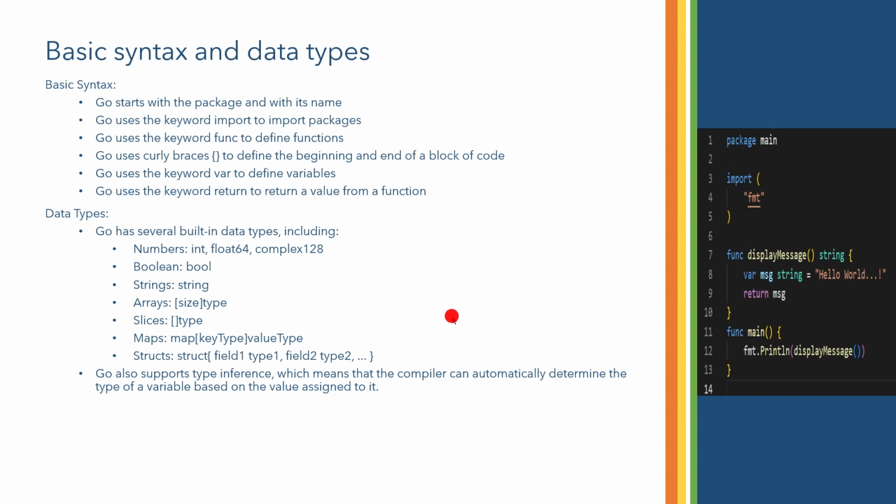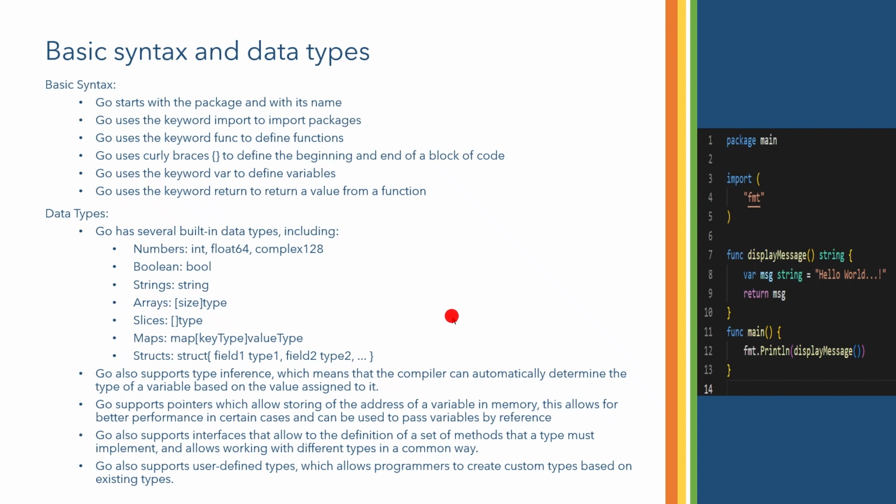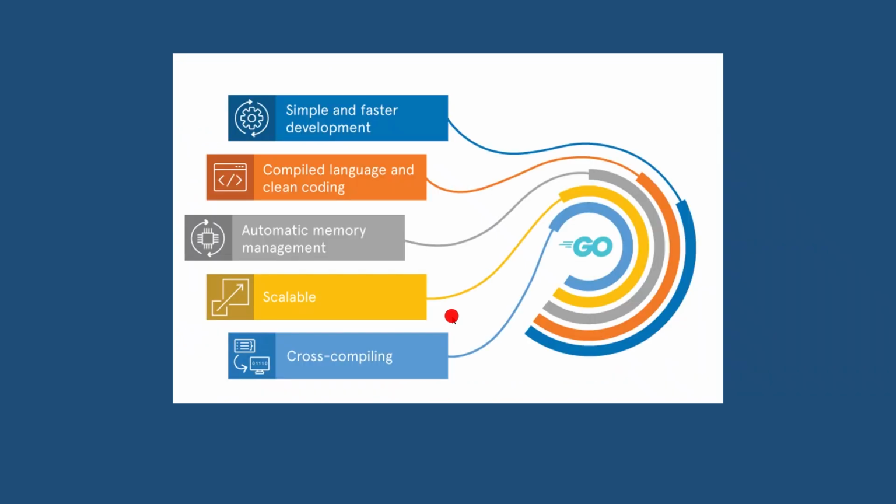Go also supports type inference, which means that the compiler can automatically determine the type of a variable based on the value assigned to it. Go supports pointers, which allow storing the address of a variable in memory. This allows for better performance in certain cases and can be used to pass variables by reference. Go also supports interfaces that allow the definition of a set of methods that a type must implement and allows working with different types in a common way. Go also supports user-defined types, which allows programmers to create custom types based on existing types.